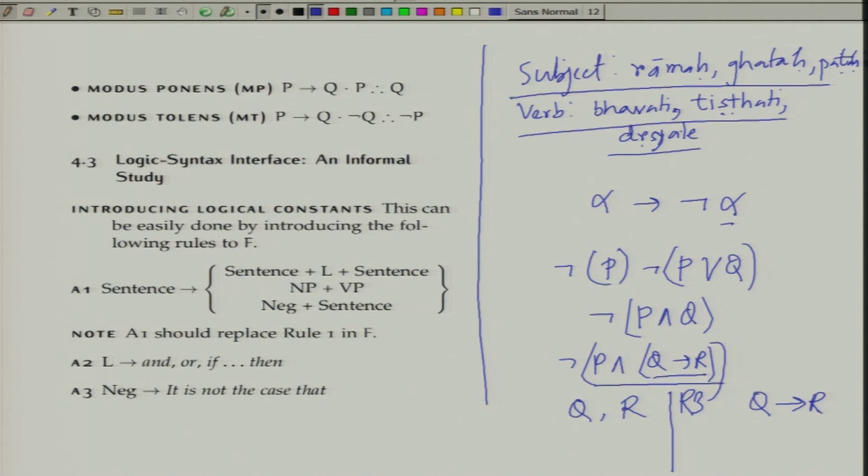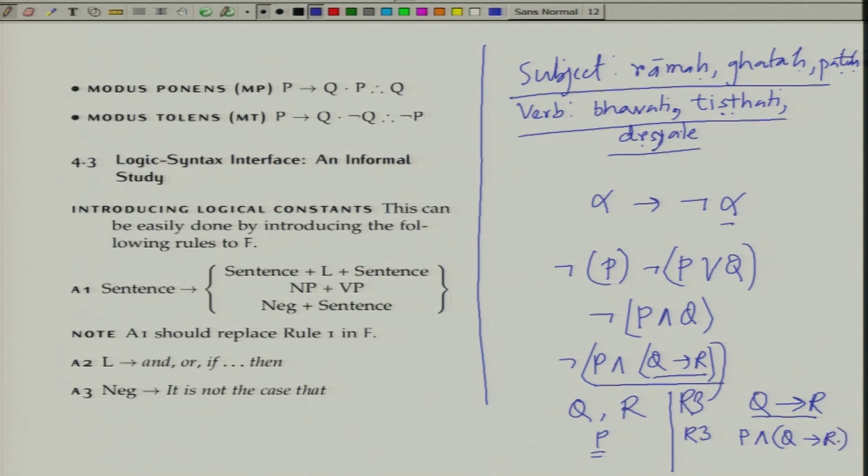Then at the next level we also know that P, the standalone letter P, is a WFF. Once again we use rule 3, which says that if alpha is a WFF and beta is a WFF, then so is alpha and beta. Now let alpha stand for P and beta stand for Q implies R. And then finally we form P and Q implies R. So we can see that this is a WFF.